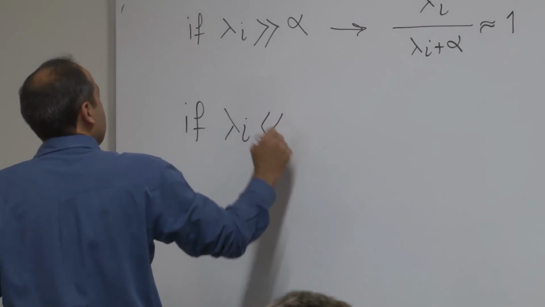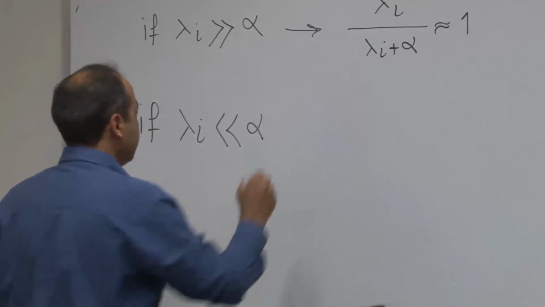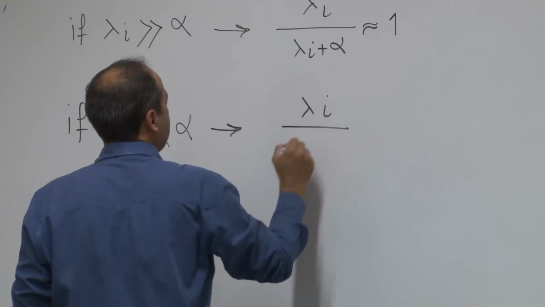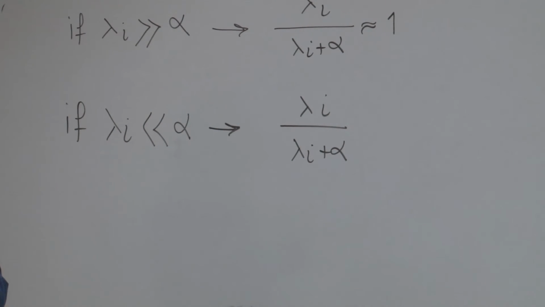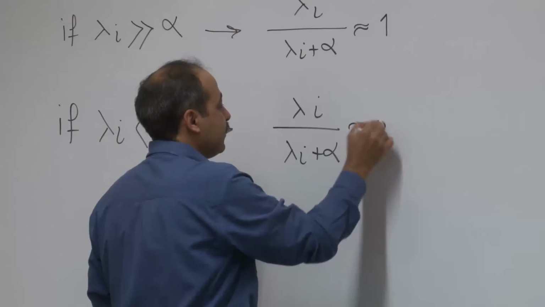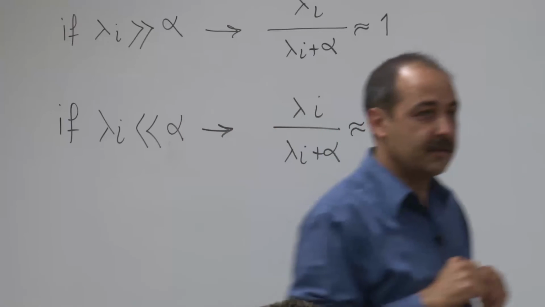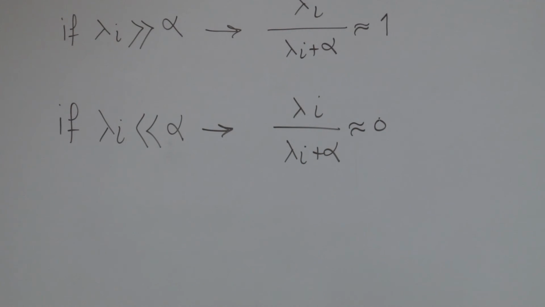But what if lambda i is less than alpha? Then what would this coefficient be? It's going to be almost 0, right? It approaches 0. It's going to be a small value if alpha is large enough. So in the case that lambda is small, I'm going to rotate my solution in that particular direction where lambda is small, shrink it to 0, and then rotate it back.